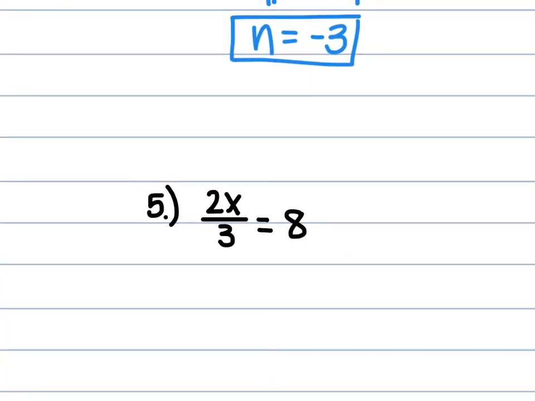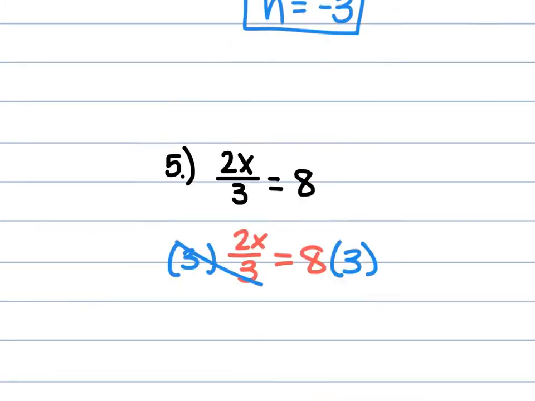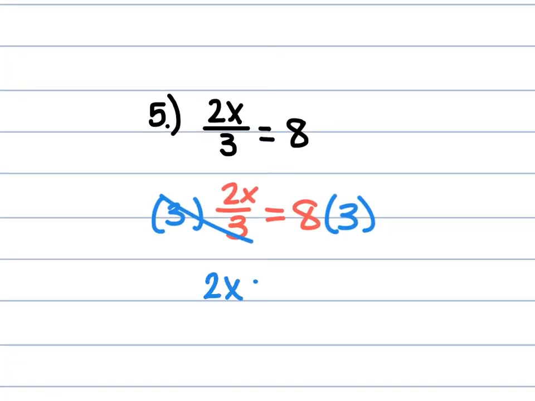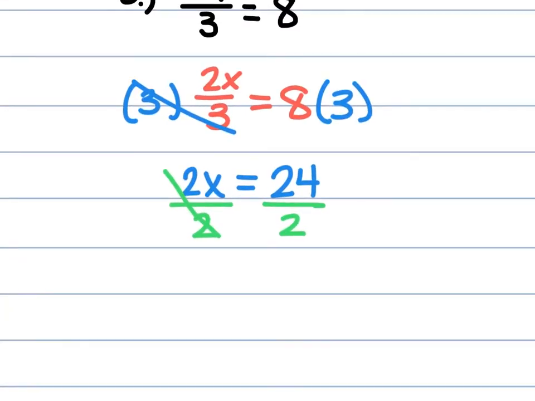For 5, we have 2x over 3 is equal to 8. I'm just going to rewrite this so that way it's a little bit easier to work with, and I'm not writing over things. So 2x divided by 3 is equal to 8. The opposite of division is multiplication, so we're going to multiply each side by 3 to get 2x is equal to 24. From here, we're going to divide by 2, and we get that x is equal to 12.